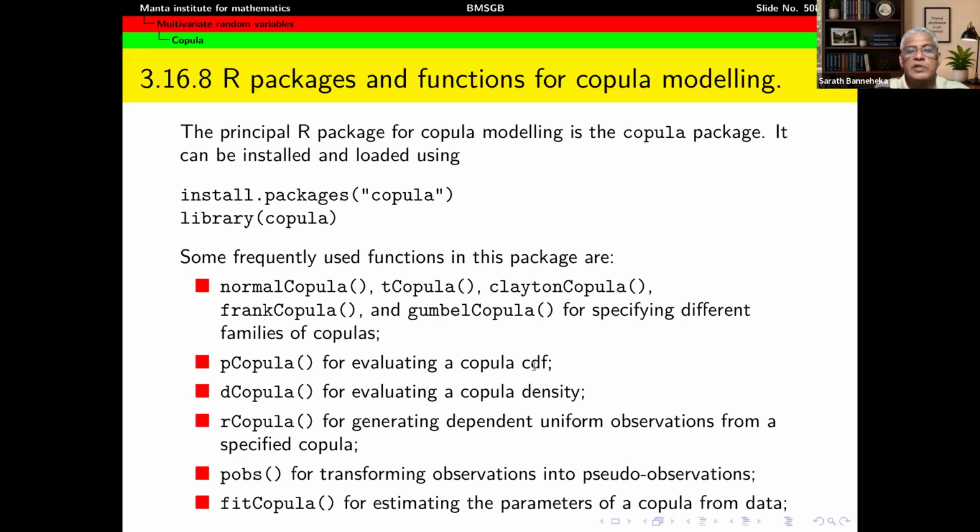P copula evaluates the copula CDF function for a given copula. D copula evaluates the density, which comes from the derivative of the P copula, and R copula generates data from that copula. There are also functions for transforming observations into pseudo observations, and fit copula for estimating the parameters of the copula from data. These functions are available, and you can always get help to see how they are used.